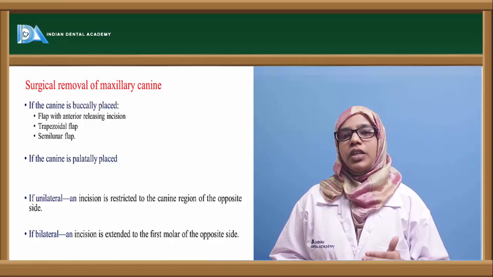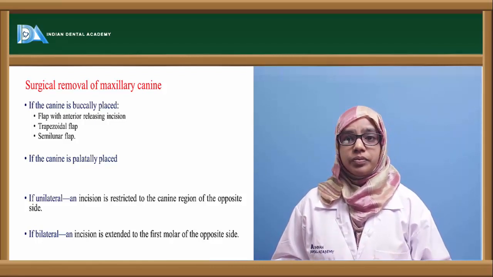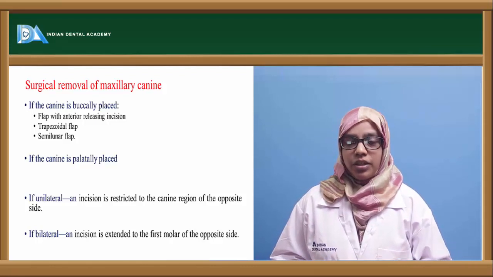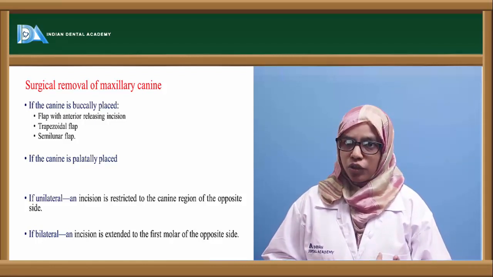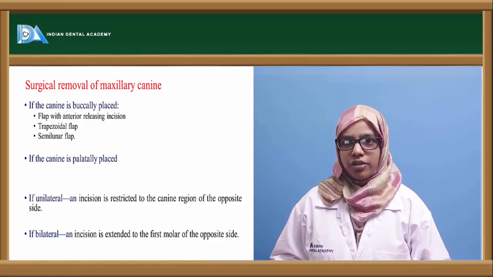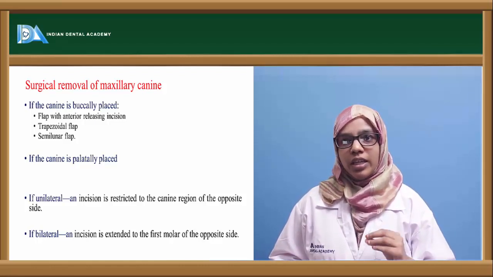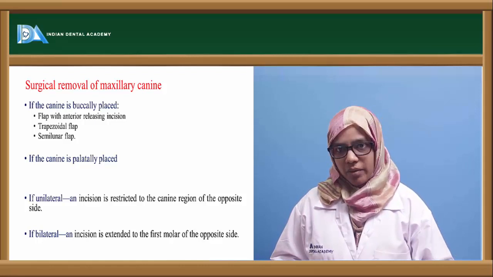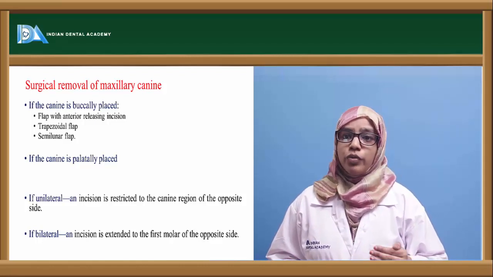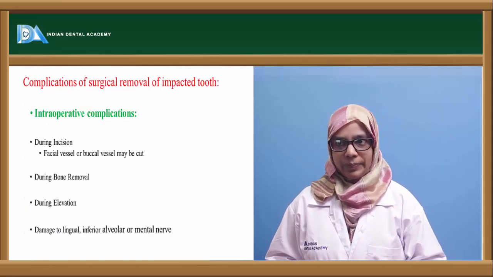Now, the location of the canine is very important. How do you decide whether it is buccal or palatal? Either you could use a tube shift technique or you can use 2 X-rays in different directions. For example, in case of the maxillary canine, you can use a periapical radiograph. Along with that, you can use an occlusal radiograph, which will tell you the exact position of the canine.